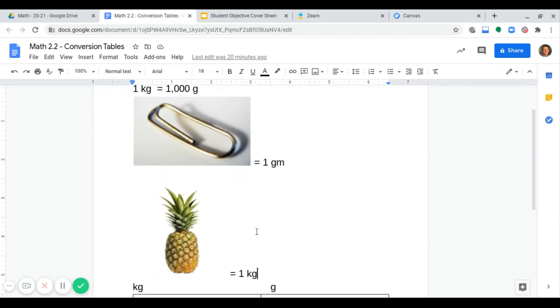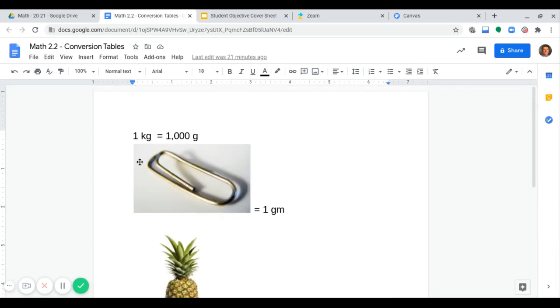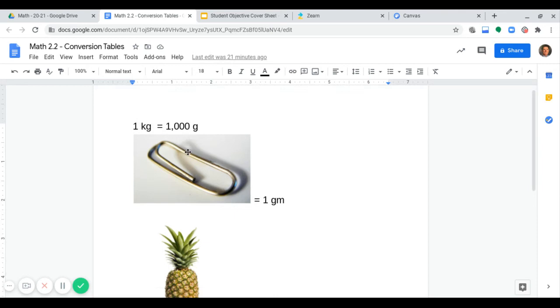A kilogram is going to be around the weight of a pineapple. So again, we'd have 1,000 of those grams to make up 1 kilogram, around the weight of a pineapple. It's not too heavy. You can still pick it up, but it will have some weight to it. A small puppy might be around a kilogram as well. And again, I have here 1 kilogram equals 1,000 grams.